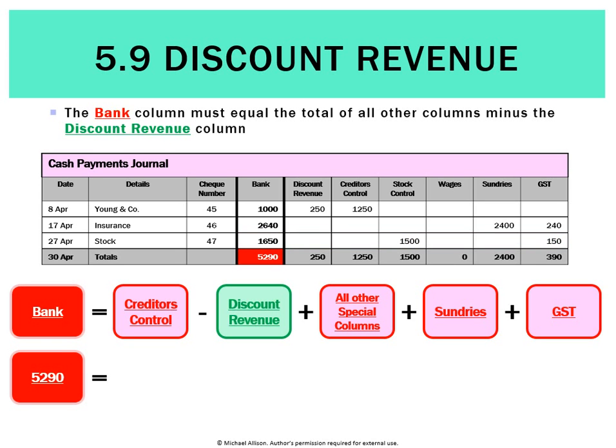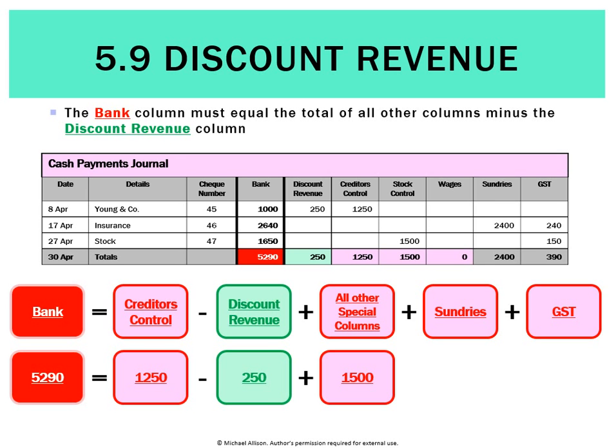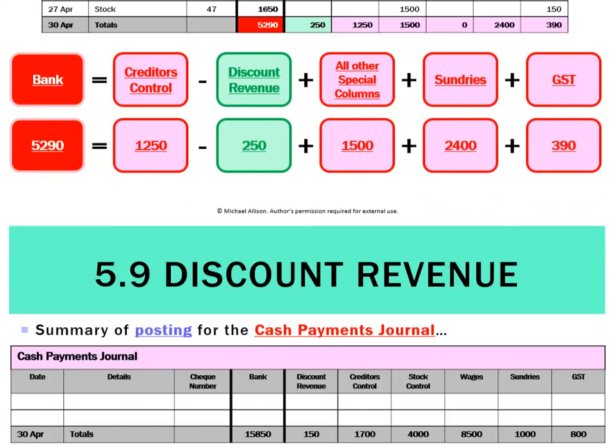We can now check, it's a checking mechanism with the totals, and make sure we've entered everything correctly. So the total in bank 5290 should be discount revenue subtracted from creditors, which is $12.50 less $2.50, plus all the other special columns, plus the sundries, plus GST. So that's called a checking mechanism.